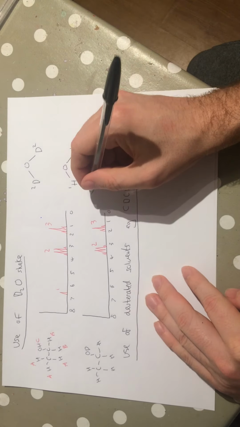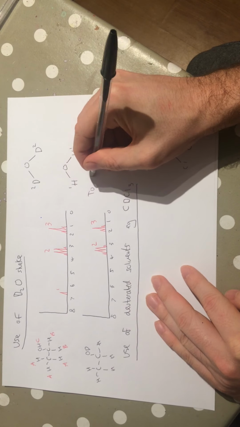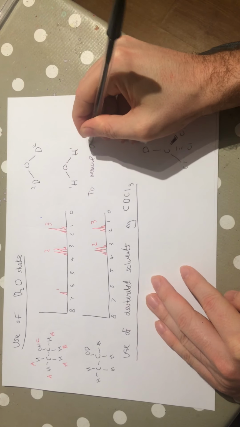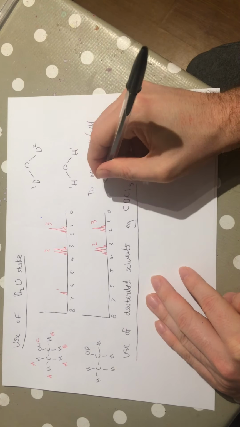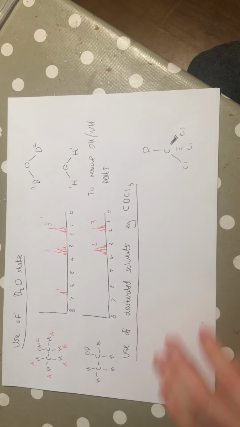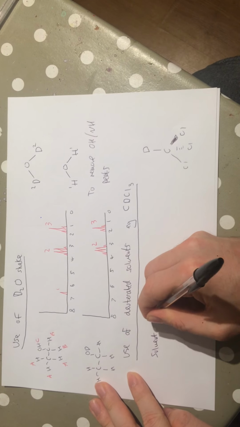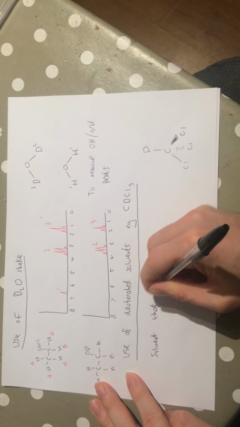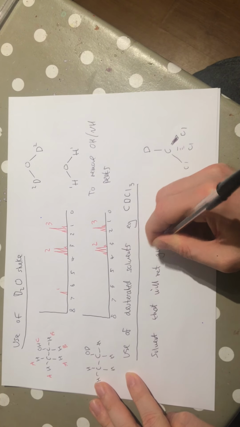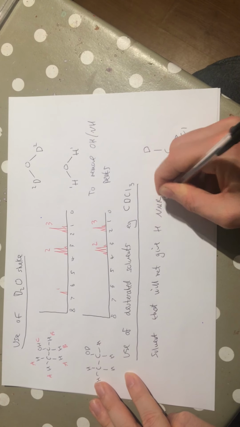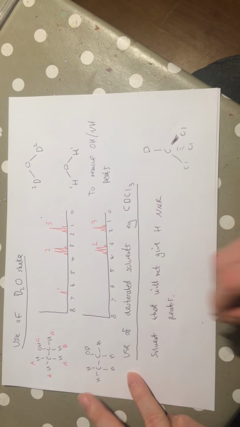So the use of a D2O shake is to remove OH or NH peaks, and the use of deuterated solvents is to provide a solvent that will not give HNMR peaks. There we go.